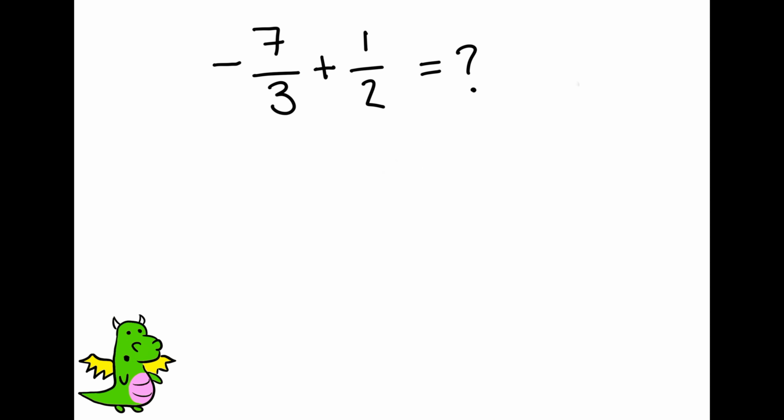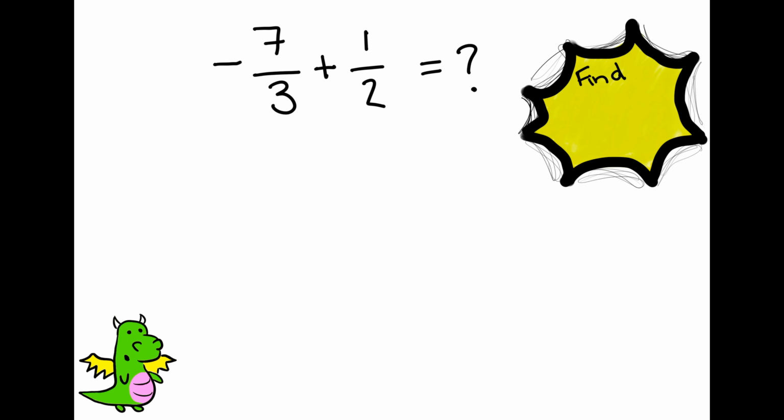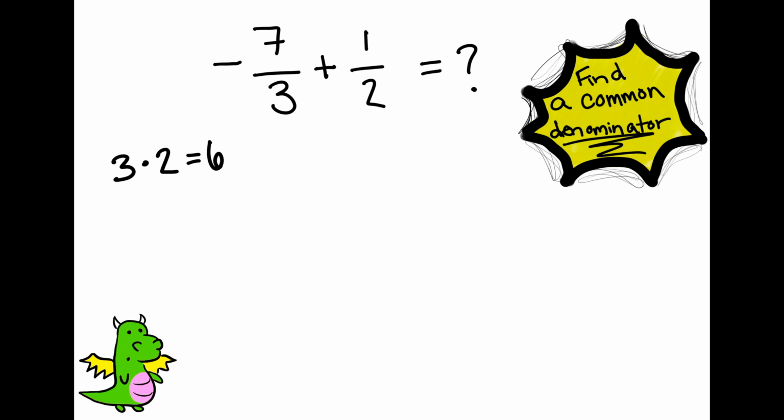What if it doesn't work out so nicely? Look at -7/3 plus 1/2. The first thing I notice is those denominators are different, and we need to find a common denominator. I know that the smallest number 3 and 2 both go into is 6, so I'm going to make the denominators 6. To get to 6, I have to multiply 3 by 2 in the first fraction and 2 times 3 in the second fraction.